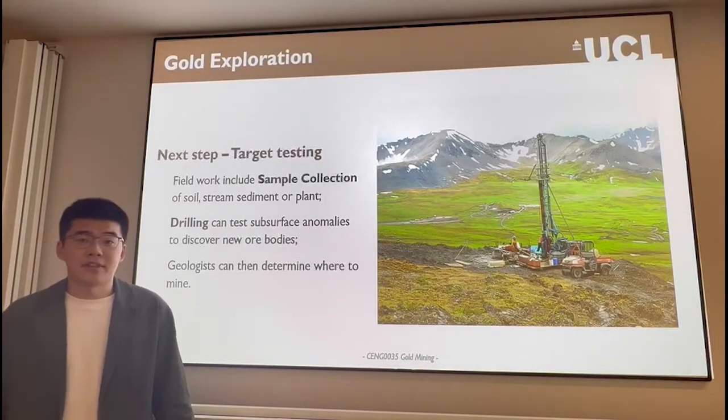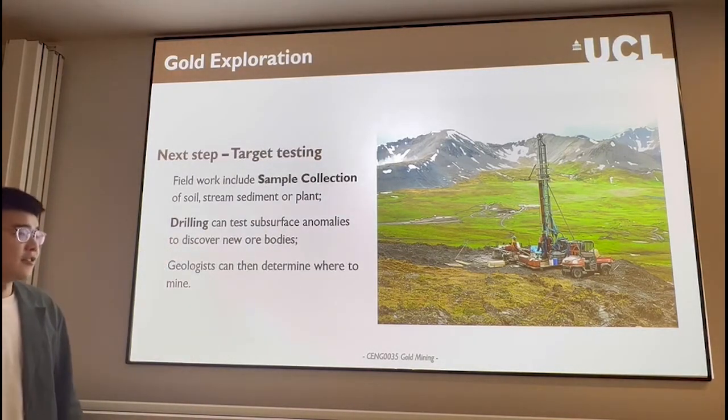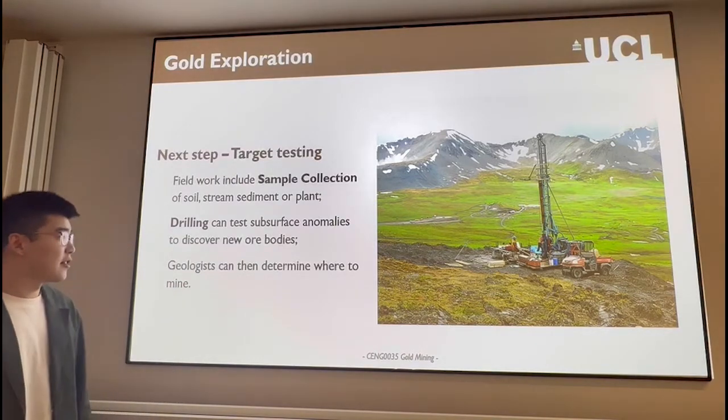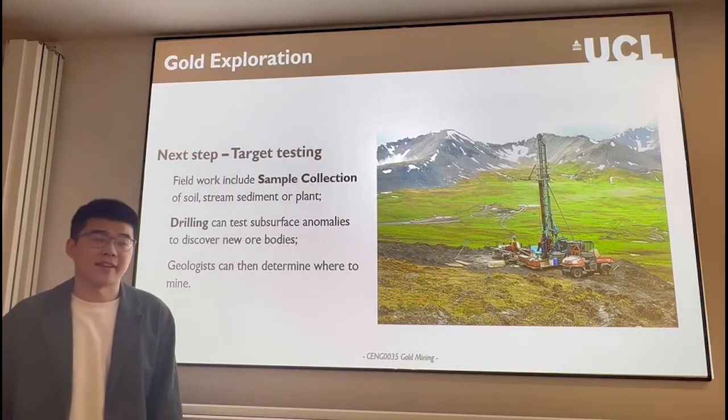Then it is followed by field work such as sample collection and test drilling. Geologists can determine the best place for the company to mine. Once the engineer knows where contains plenty of gold, the mining process can begin.